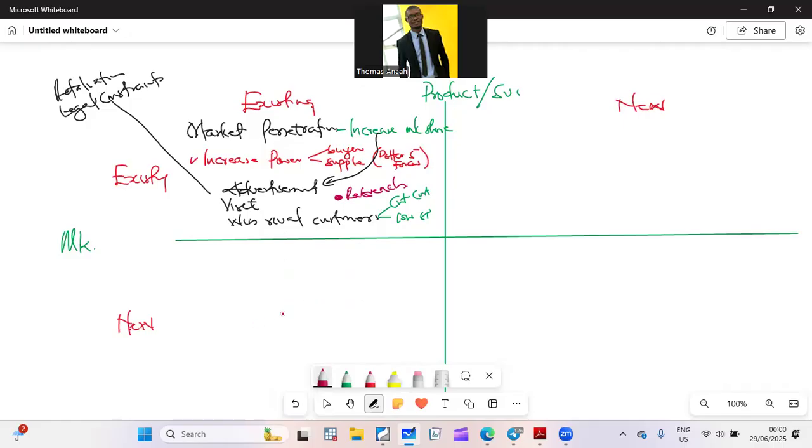Here, when you have new markets and you have your existing product, what you have to do is use your existing product to go into a new market. So here what we will do is what we call market development.